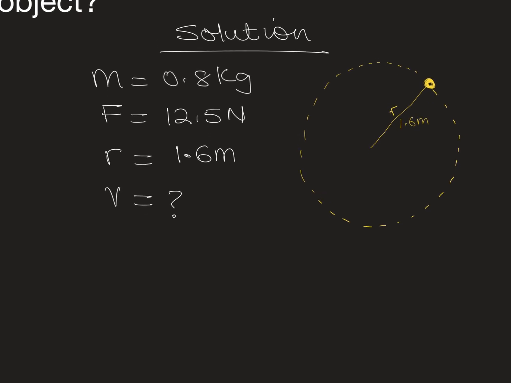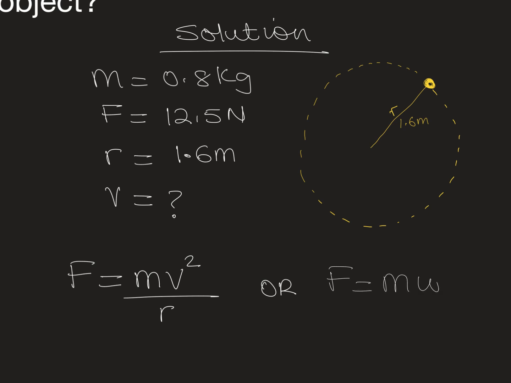Well, the formula that has to involve centripetal force is either F is equal to mv squared all over r, or F is equal to m omega squared r. We want to find the tangential velocity v, so this is the more suitable formula that we can use. But if we want to use the other formula, we will first have to find the angular velocity, and from there we can find the linear velocity. We can do both.